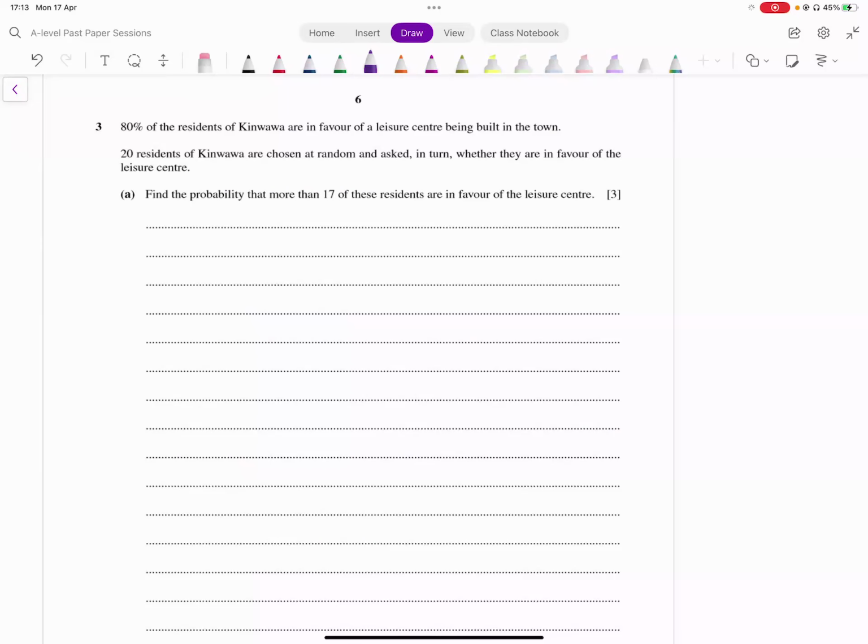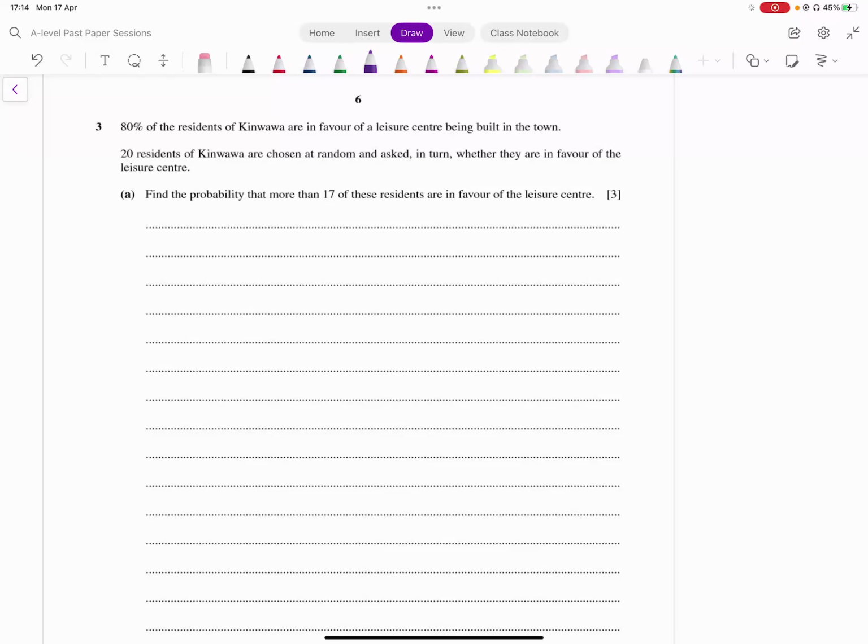Wherever they are, 80% of the residents of this region are in favor of a leisure center being built in the town. So 80% of the residents of this region are in favor of a leisure center. 20 residents from this region are chosen at random and asked in turn whether they are in favor of the leisure center. Find the probability that more than 17 of these residents are in favor of the leisure center.